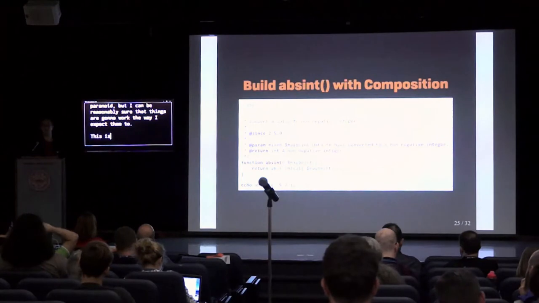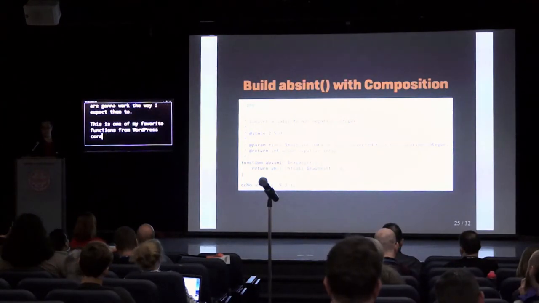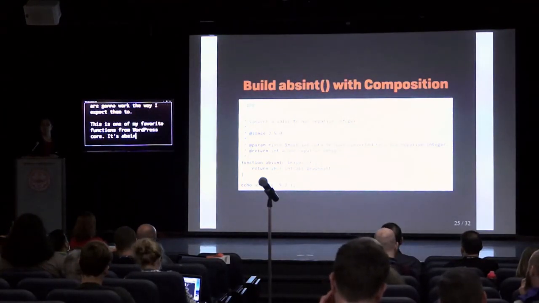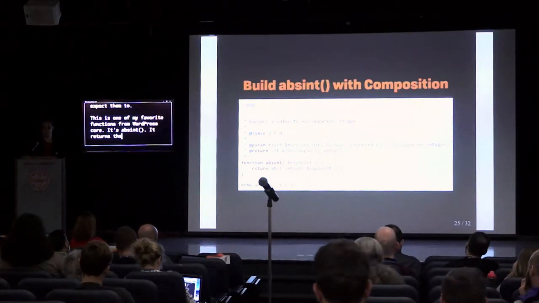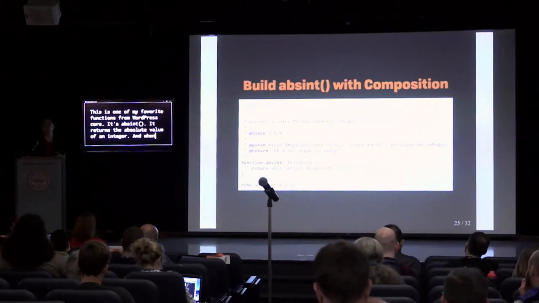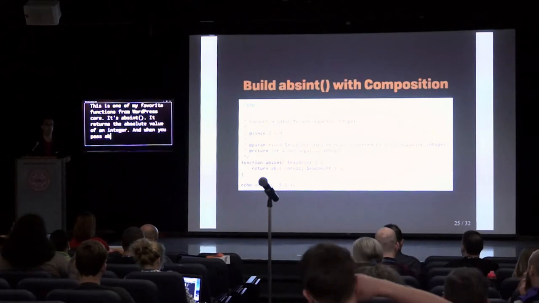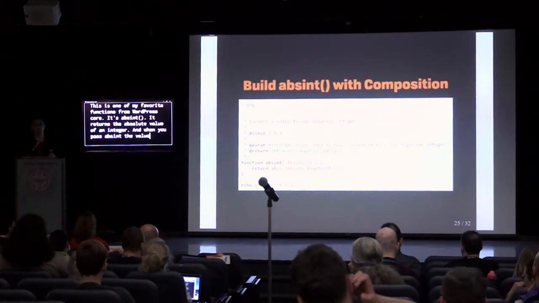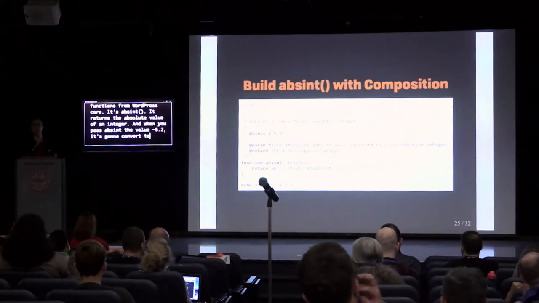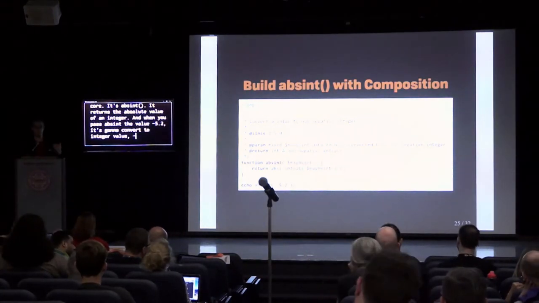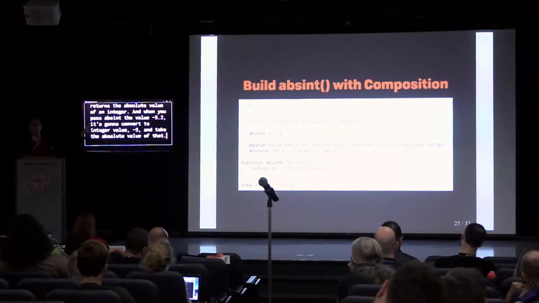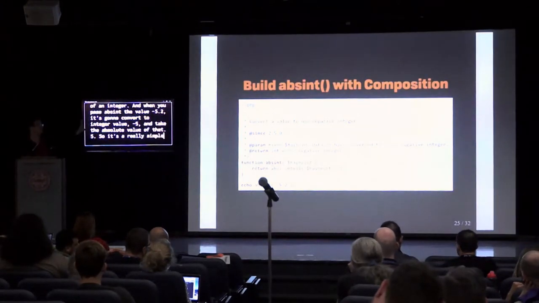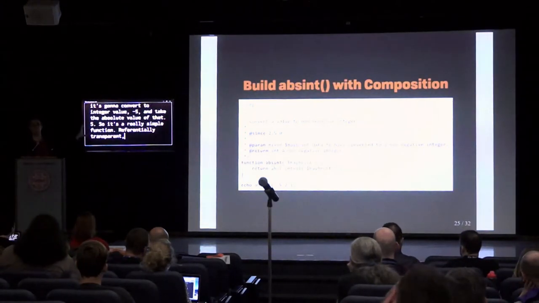This is one of my favorite functions from WordPress core. It's absint. It returns the absolute value of an integer. And when you pass absint the value negative 5.2, it's going to convert it to an integer value, okay, so negative 5, and take the absolute value of that, so 5. And it's a really simple function. It's referentially transparent. It's pure. It's beautiful. I love using this in all my code.